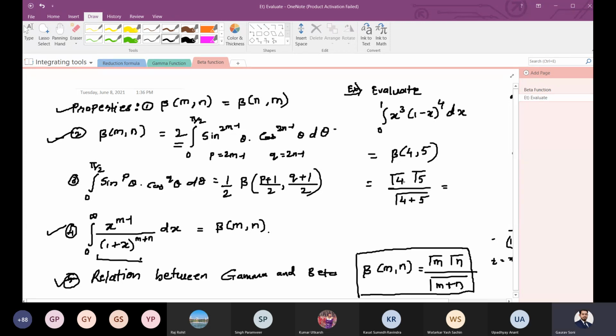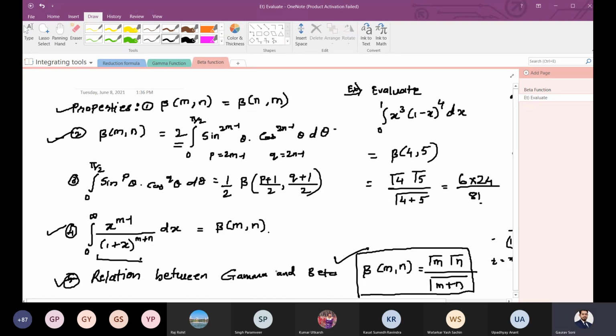So what is this gamma of 4? It's 3 factorial, which is 6. Gamma of 5 is 4 factorial, which is 24, upon gamma of 9, which is 8 factorial. So this relation plays a major role to find out a numeric value for the given integration.